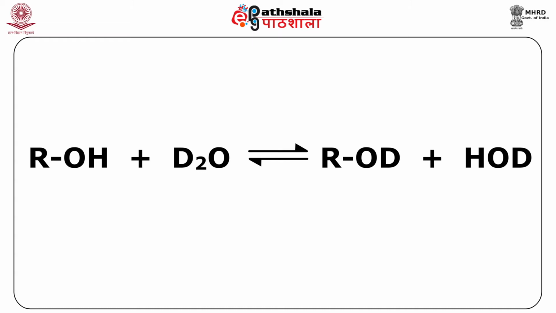We have put this reaction here, as you can see, for the exchange of the hydrogen with deuterium. Due to the reaction, the peak due to the alcoholic hydrogen will disappear and a signal due to HOD proton will appear in the spectrum.